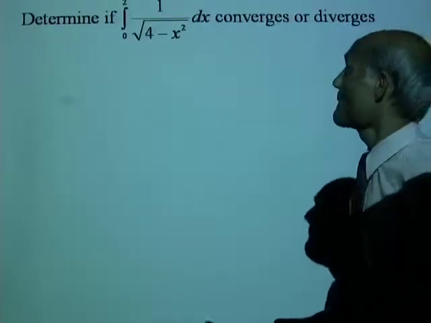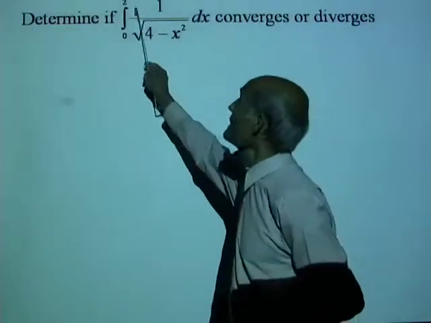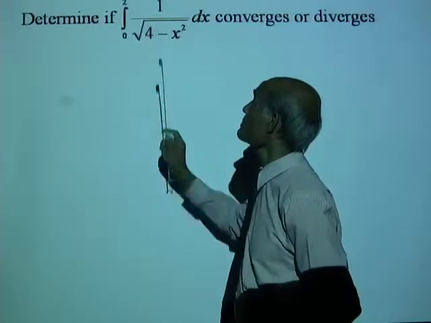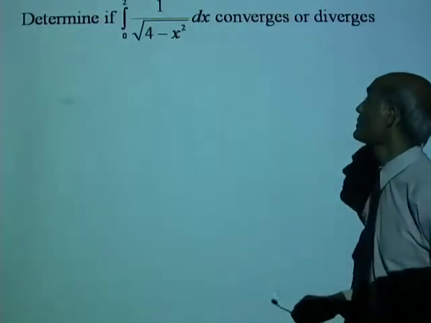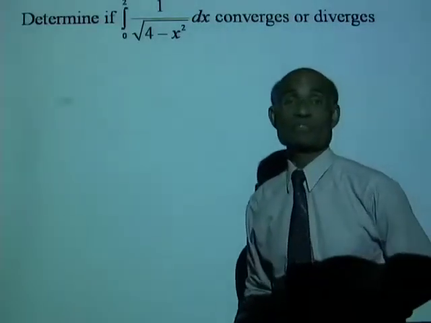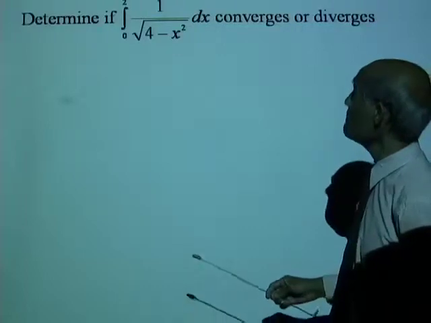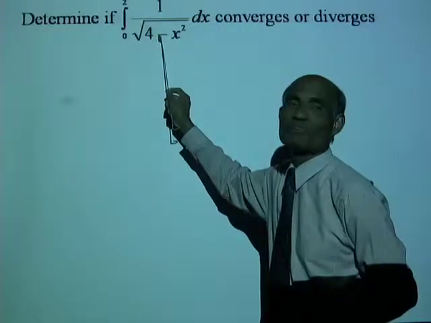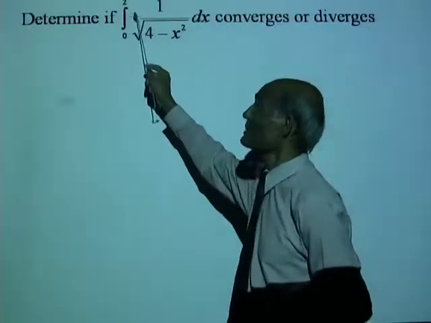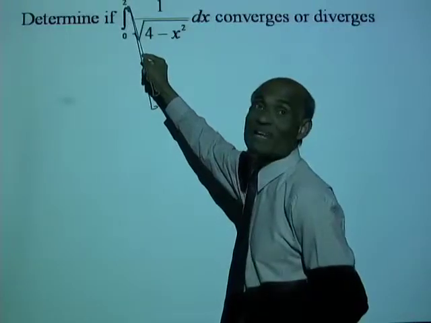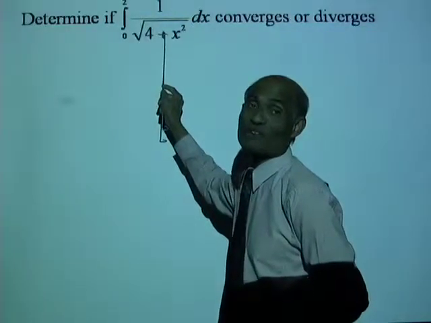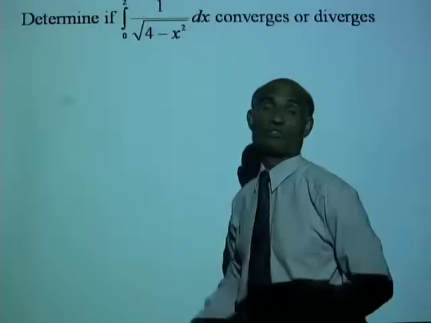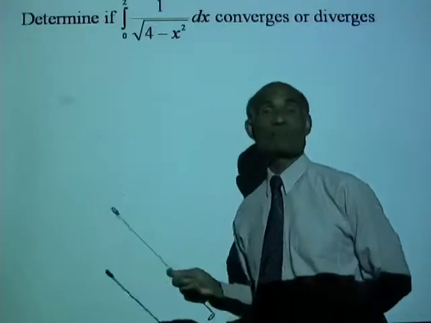Okay, another one. Determine if integral 0 to 2 of 1 over square root 4 minus x squared dx converges or diverges. I had just showed it to you in the beginning of the class. Why is this improper? This is improper because at one of the limits, the function is undefined. When x equals 2, the denominator becomes 0, the function is undefined. So this is an improper function.